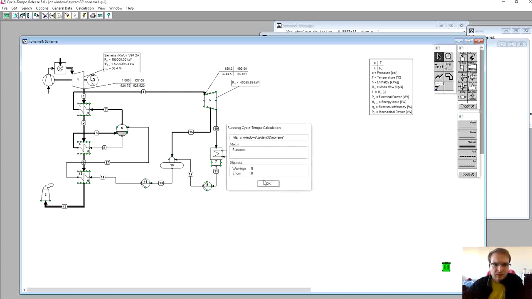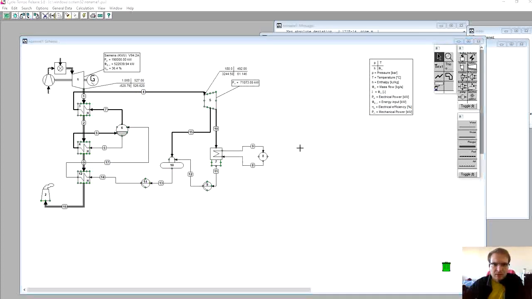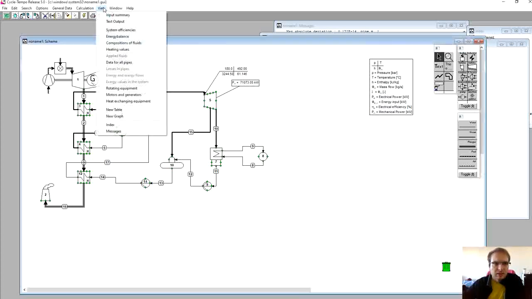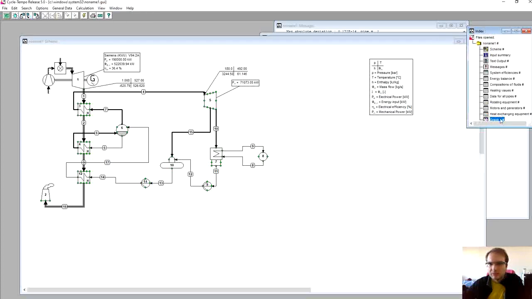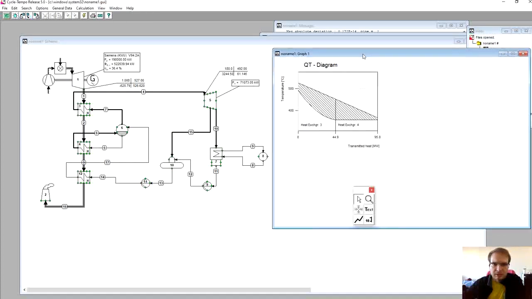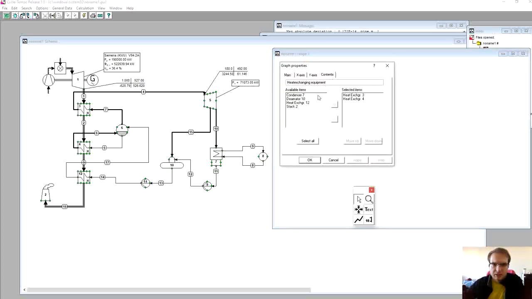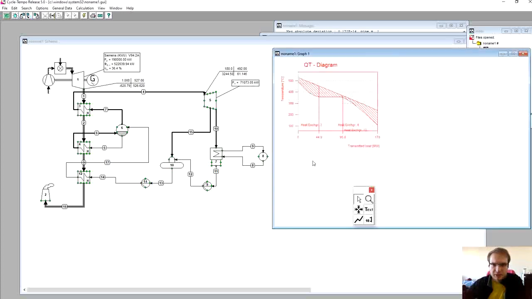Now when we run our problem, we can see that actually we get significantly higher power output. Instead of 40, we got 71 megawatts power output of the turbine. And looking at our QT diagram, we can actually use the one we already have. Just double click on it, and in contents add another heat exchanger. And we can see that now adding the preheater, we can use much more energy from the flue gas, and our power output almost doubled.